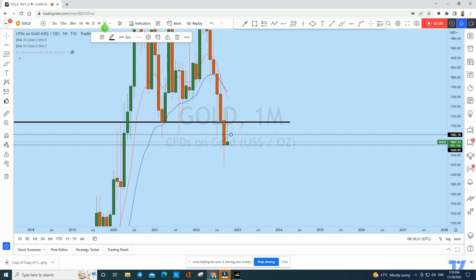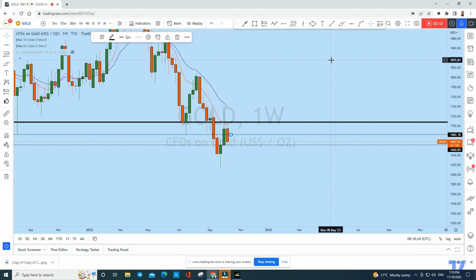Let's draw a level on that zone as well to see where we can find a potential selling opportunity on gold. Now let's look at the weekly time frame to see what kind of trading opportunity we have.